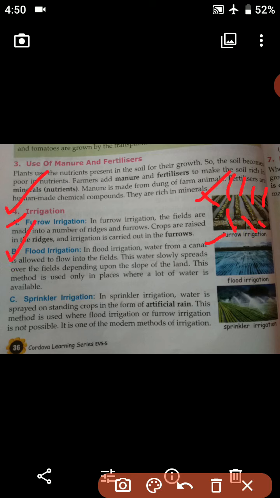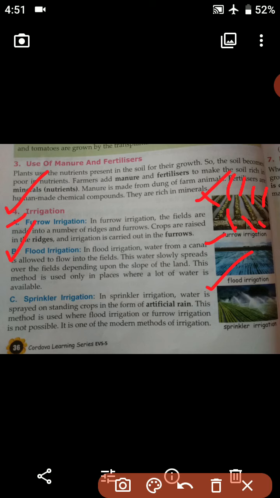Number two, flood irrigation. In flood irrigation, water from a canal is allowed to flow into the field. You can see this is a flood irrigation. This water slowly spreads over the field depending upon the slope of the land.